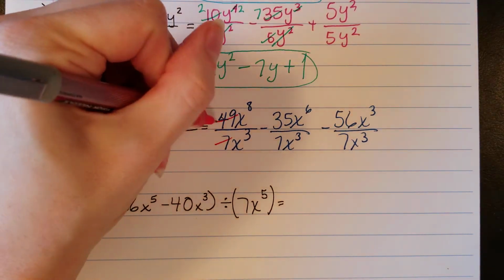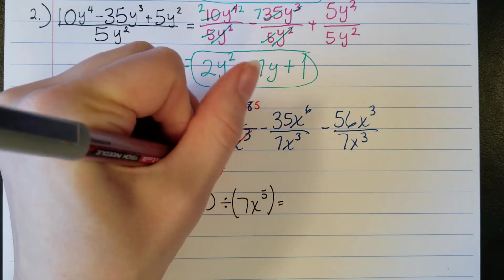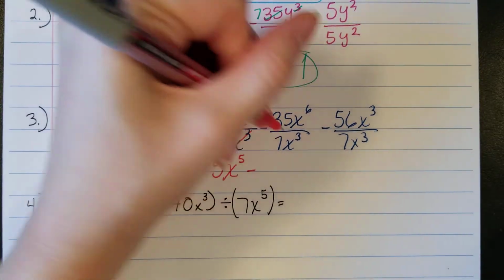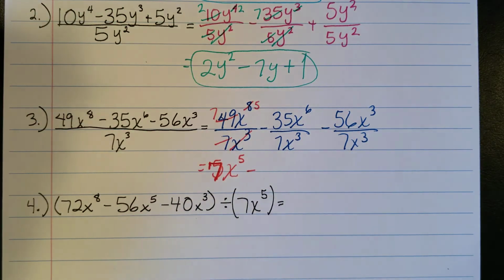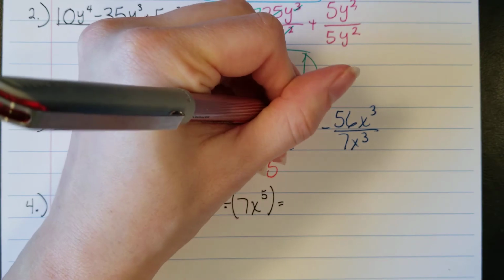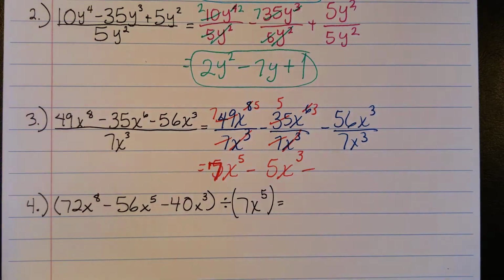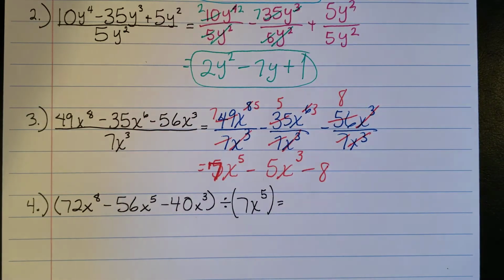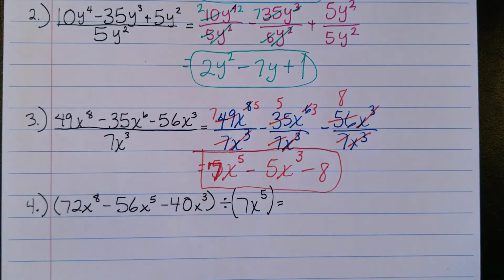So 7 goes into 49 7 times, and 8 minus 3 is 5, so that's 7x to the 5th. Minus, 7 goes into 35 5 times, and 6 minus 3 is 3, so that's 5x to the 3rd. Minus, 7 goes into 56 8 times, and the x to the third cancels all the way out. So 7x to the 5th, minus 5x to the 3rd, minus 8.